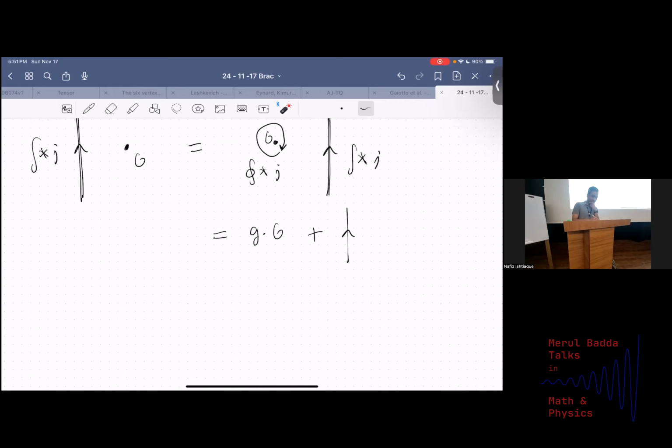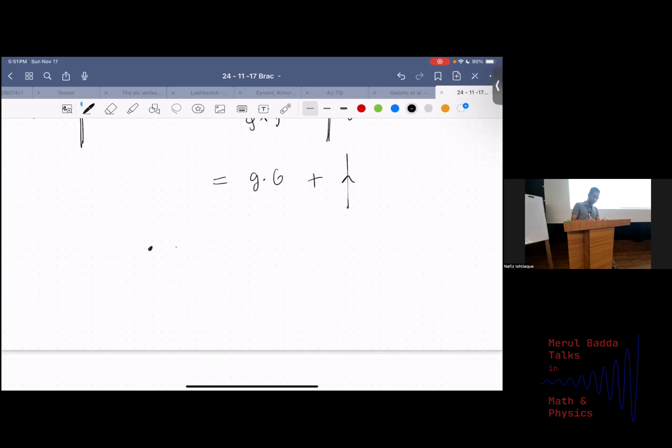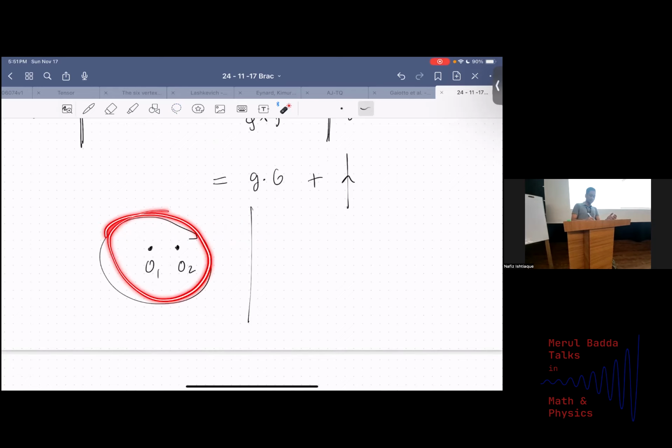Let's see. So let me draw a picture first. Suppose you have two operators, right? You have O1 and O2, and you have some topological operator. And you want to move this to the other side. So from what I have said so far, the only thing that you can conclude is that you can move this here by putting something here, right? And this integrated operator surrounding this pair of local operators, the only thing that I can say definitively is that this is going to transform these two local operators according to the symmetry that exists in your theory.